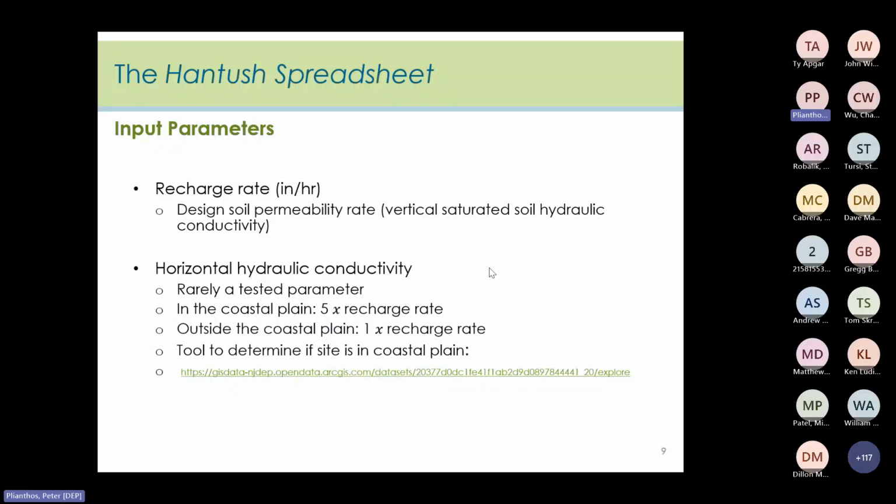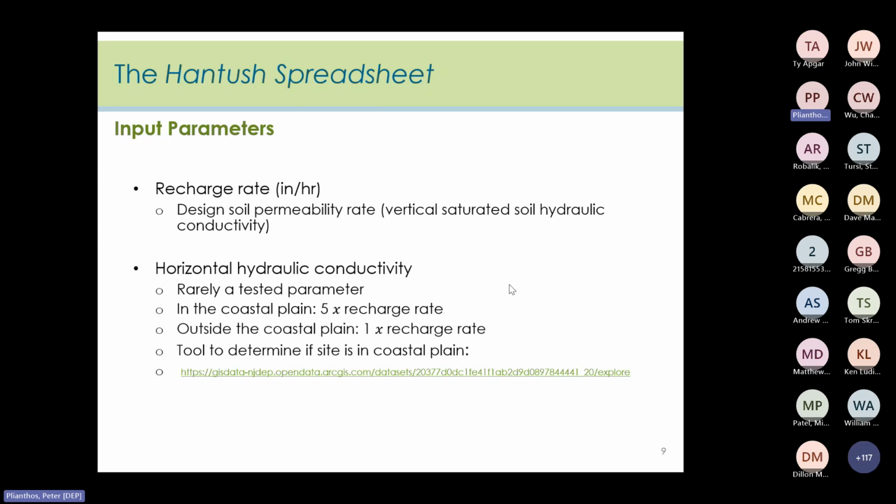The second input is the horizontal hydraulic conductivity, which is rarely tested on the scale of a single site just for the purpose of conducting a groundwater mounding analysis. Therefore, you will need to use presumptive values based on the site's location. If the site is located in the coastal plain, then the horizontal saturated soil hydraulic conductivity is presumed to be 5 times the recharge rate, i.e. the vertical saturated soil hydraulic conductivity. If the site is located outside the coastal plain, the horizontal saturated soil hydraulic conductivity is presumed to be the same as the recharge rate, that is, the vertical saturated soil hydraulic conductivity.